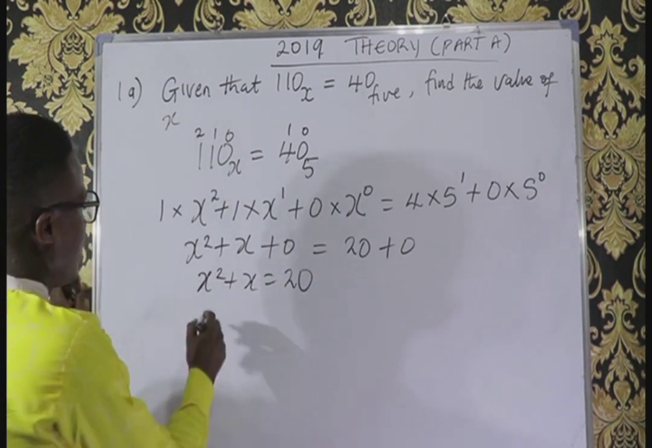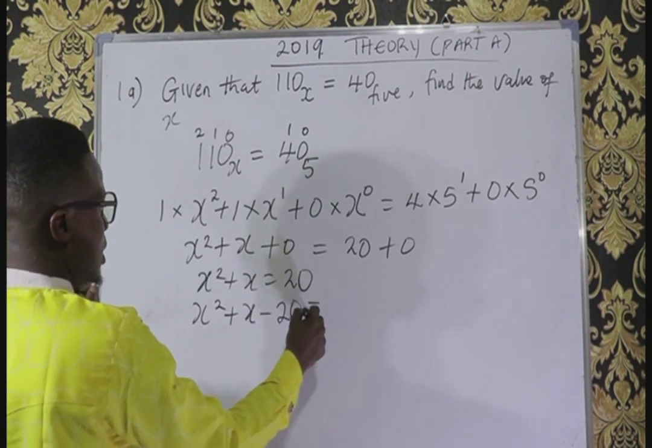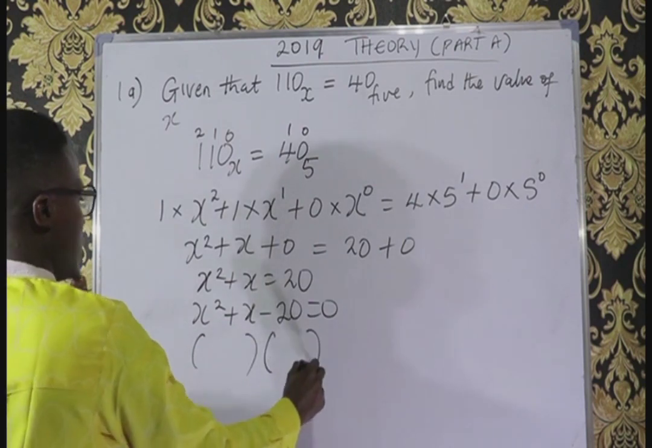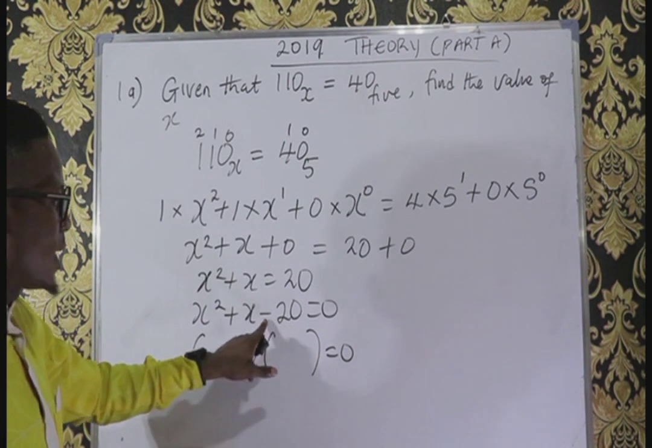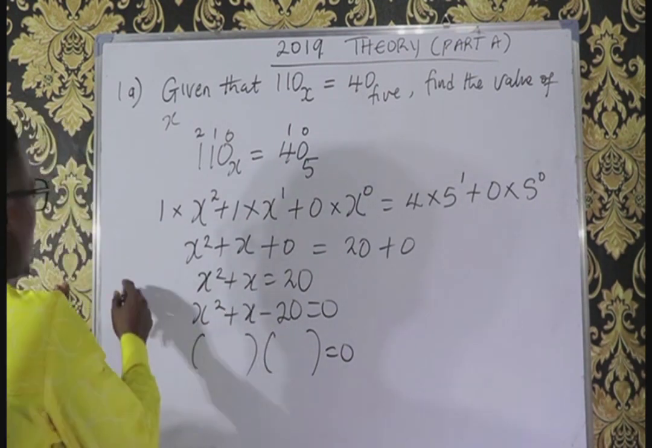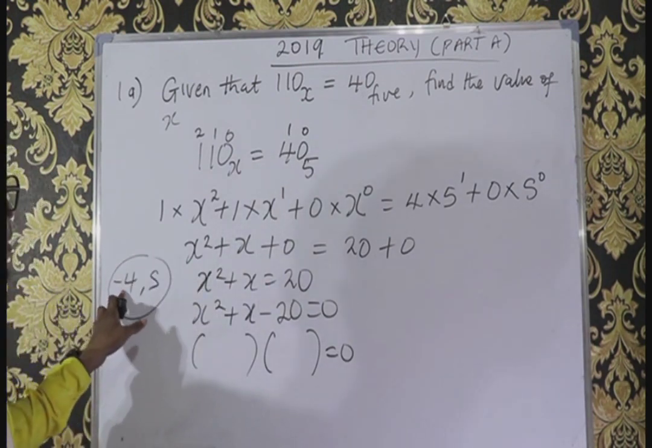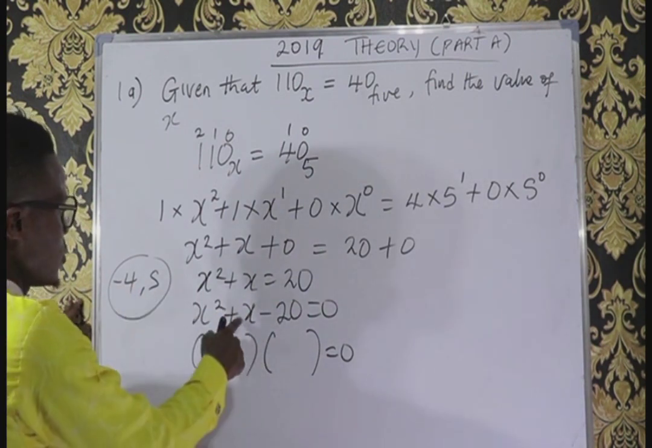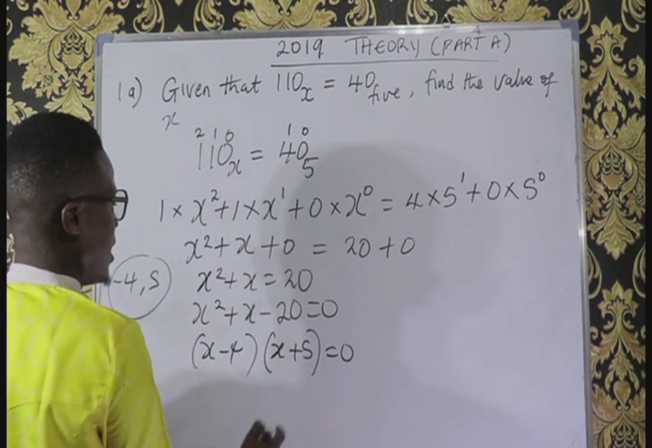This one coming to this side, we have x squared plus x minus 20 equals 0. To solve this, just follow the short trick. Think of two numbers you multiply to get minus 20, and if you add them, you get 1. The coefficient here is 1. Of course, the numbers should be minus 4 and 5, because minus 4 times 5 is minus 20, and minus 4 plus 5 will give us 1. So we have x minus 4 and x plus 5.